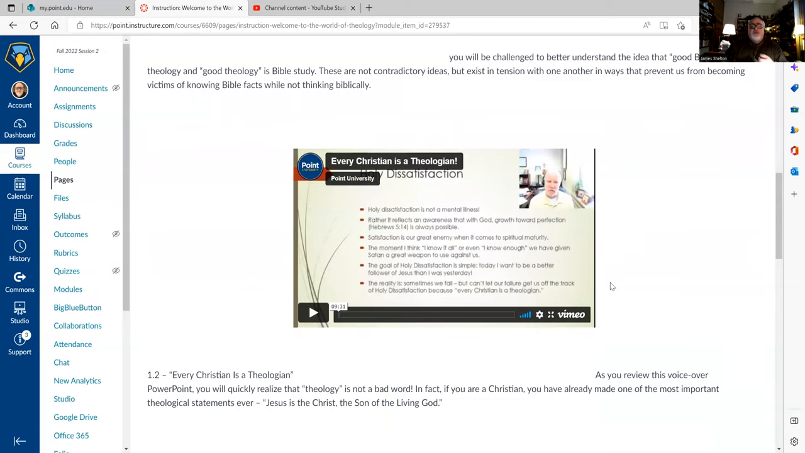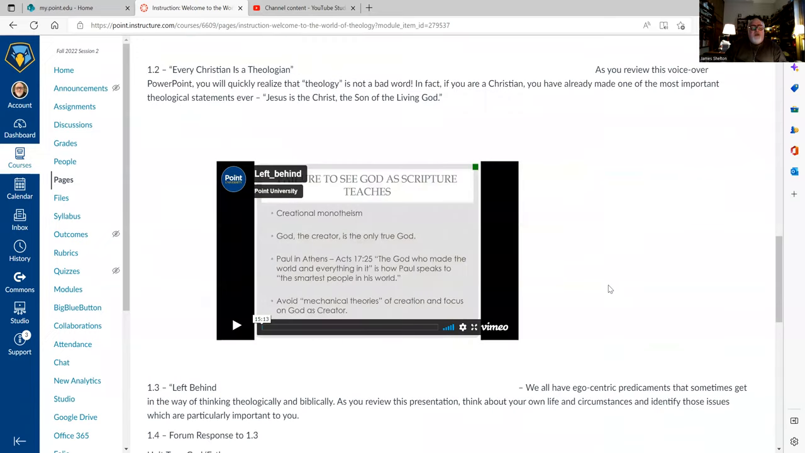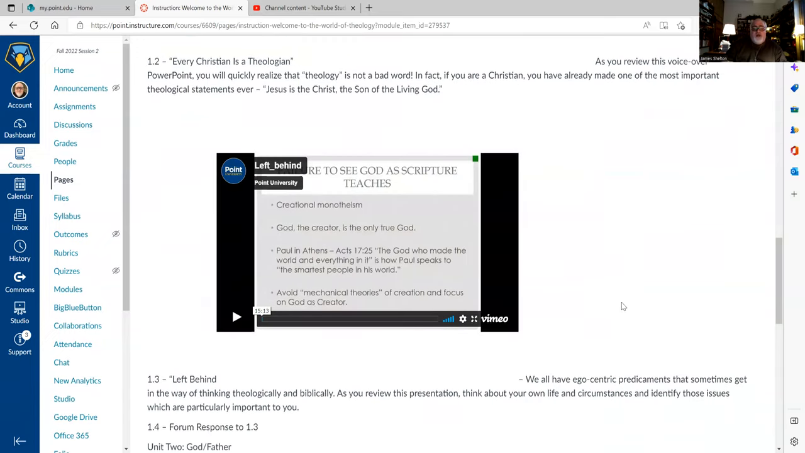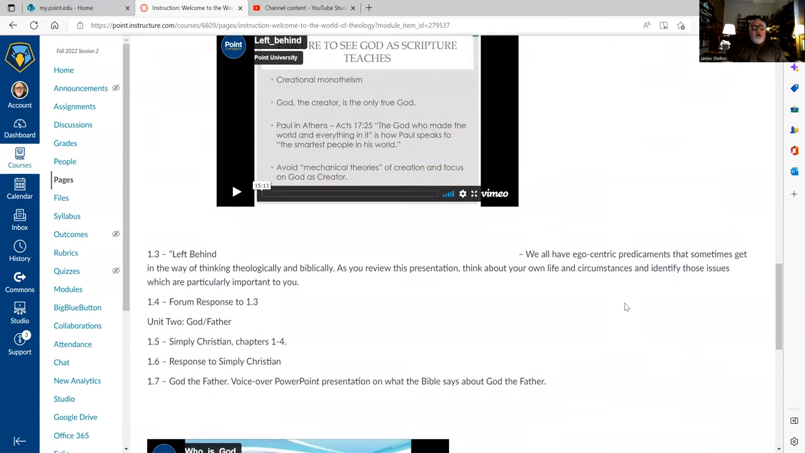Another lecture, "Every Christian Is a Theologian," complete with a shared PowerPoint presentation as well. Once you've done that, we have a third called "Left Behind." We have the rest of the assignments for the week. You have your forum response to prompt 1.3, and I'll show you that. And then the second unit of work for this week has to do with the topic of God the Father.